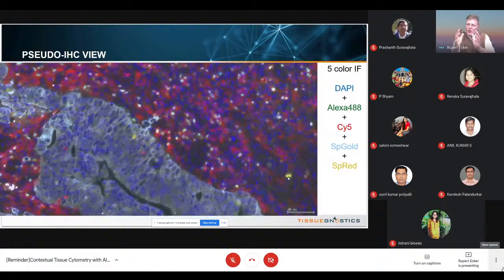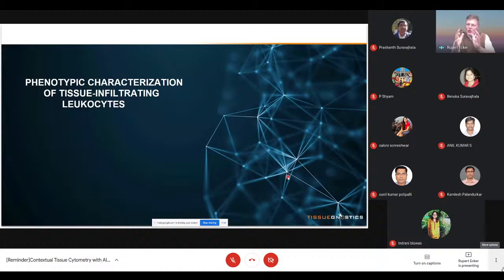A very important application of tissue cytometry is the ability that we can determine the immune status in a specific organ or in a specific tissue. With flow cytometry, we can determine the immune status systemically in blood. With tissue cytometry, we can determine the immune status in a specific tissue environment, in situ. This is also referred to as the phenotypic characterization of tissue-infiltrating leukocytes.